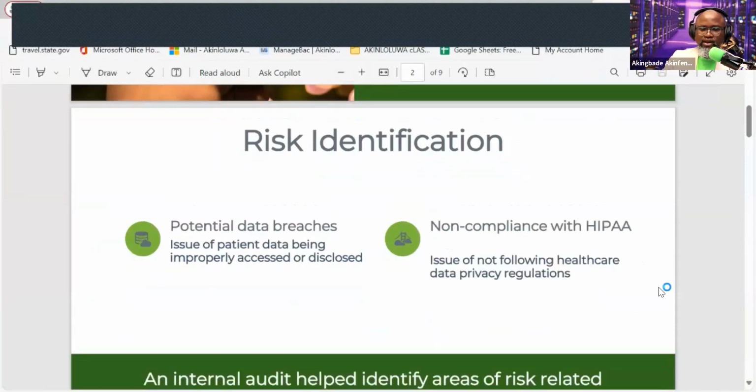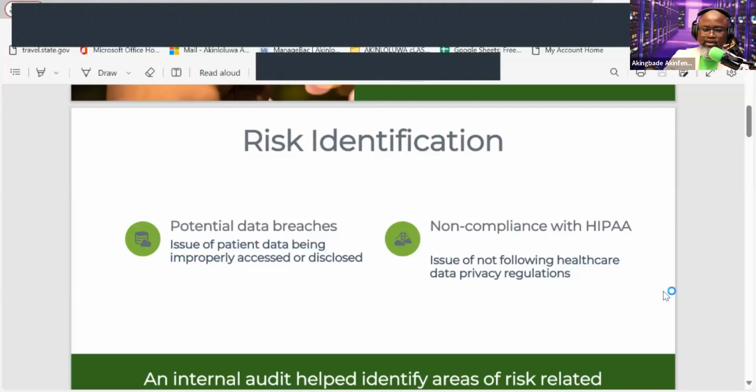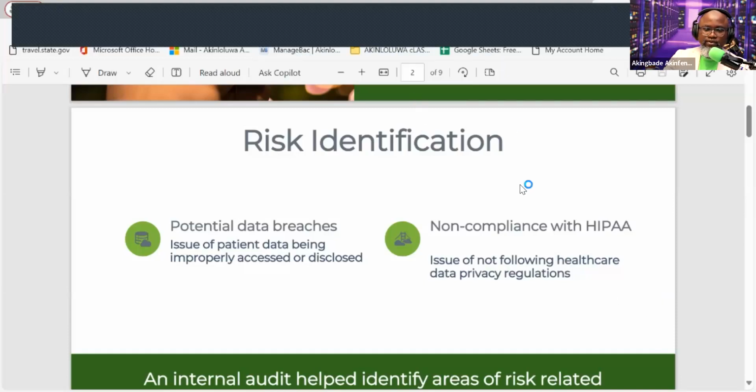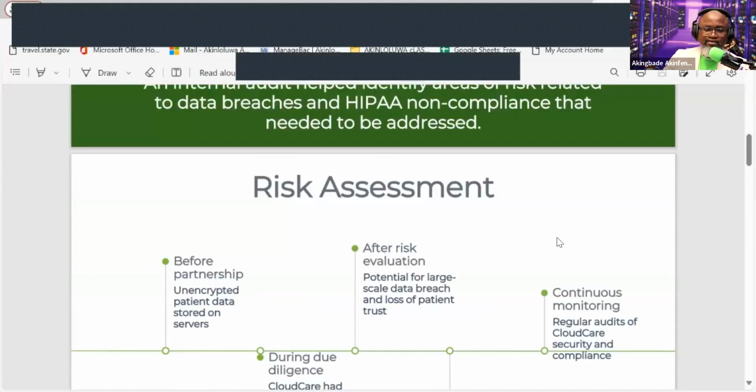First, we are thinking in our mind, what are those potential breaches that could happen in general. In our case, we have to make sure that the issues of patient data being improperly accessed is addressed potentially. What about non-compliance to HIPAA, which is the regulation for healthcare in the US, right? A risk assessment is always important. We did risk assessment before.